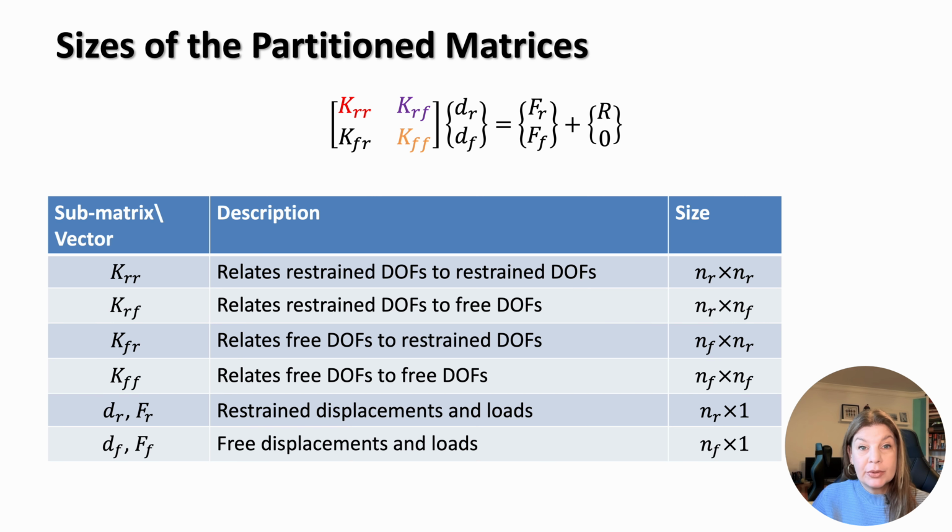When we partition the global stiffness matrix, its rows and columns are grouped according to restrained and free degrees of freedom. The number of restrained degrees of freedom is NR, and the number of free degrees of freedom is NF. The 4 submatrices KRR, KRF, KFR, and KFF follow directly from that count.